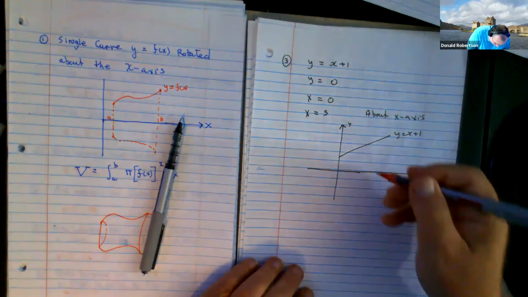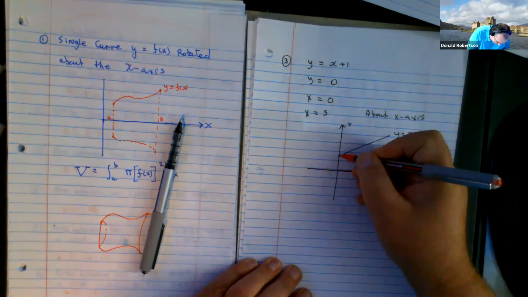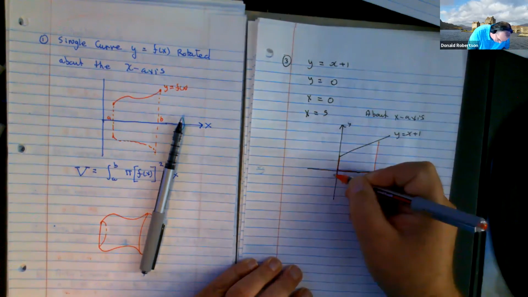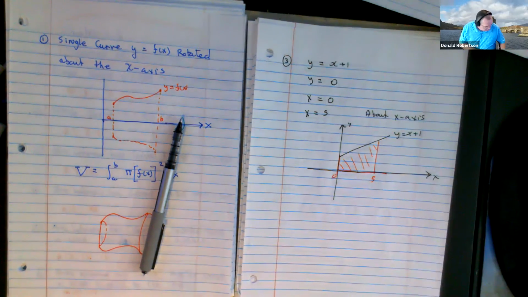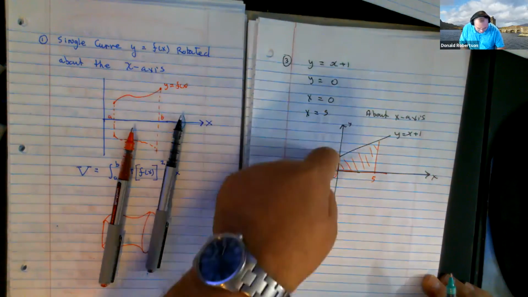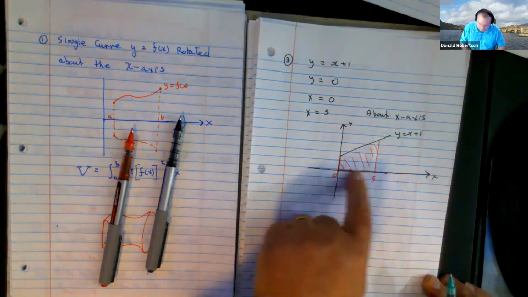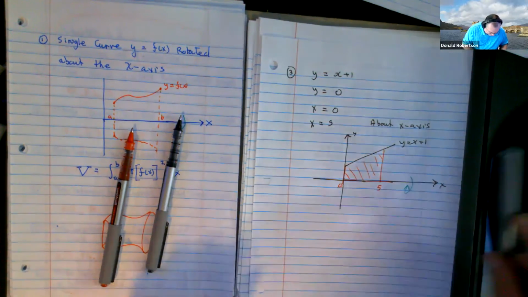Y equals 0 is the x-axis. X equals 0 is this axis, and x equals 5 is here. Are you comfortable about the region? How it came about? Straight line, x equals 0, x equals 5, y equals 0. That's the region that you're going to rotate about the x-axis.